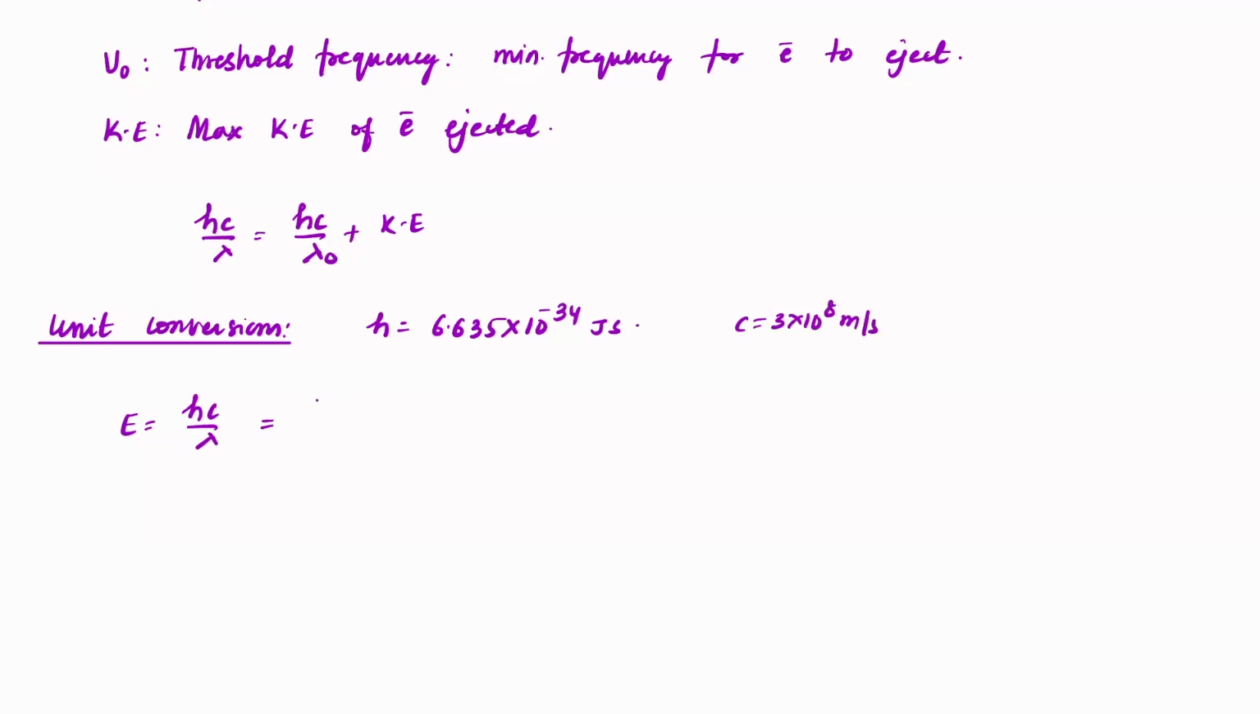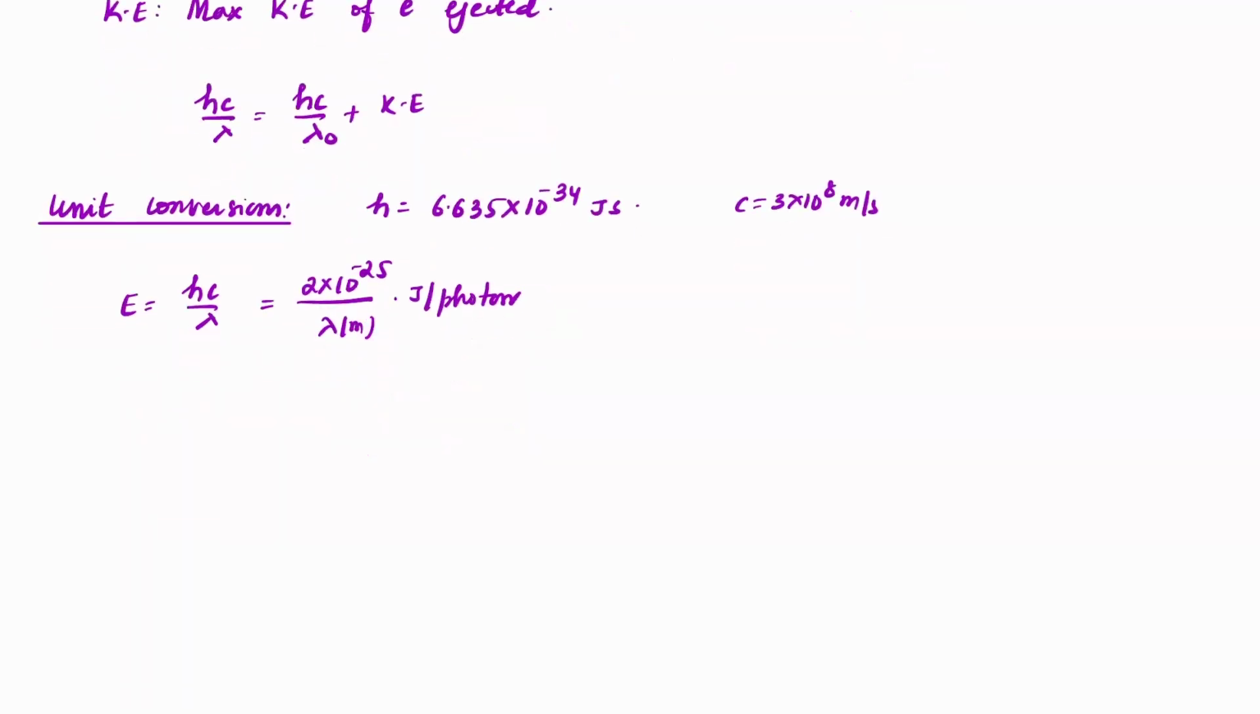So we can write the energy as 2 into 10 raised to power of minus 25 by lambda in meters, right? And this will be joules per atom or joules per electron, whatever, or joules per photon. This much amount of energy is present in one photon. Now, in short, I can also write this as energy per photon, right? What if there is 1 mole of photon?